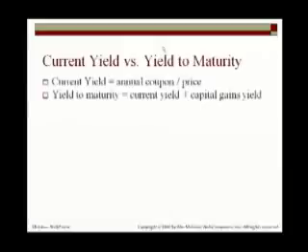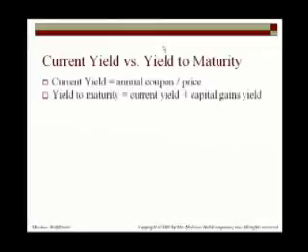Now, let me just talk to you a minute about capital gain yield. If you have a premium bond, a bond selling for more than $1,000, if everything else stays the same, then over time, the price of that bond is going to work its way down to $1,000, because when that bond matures, it's worth $1,000.